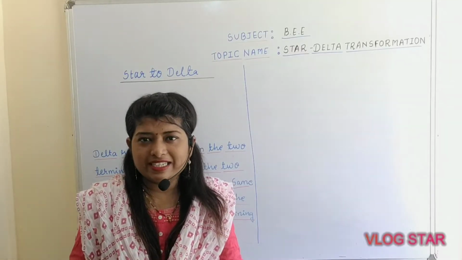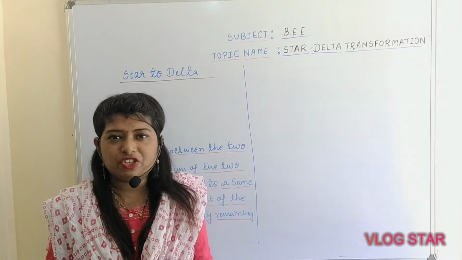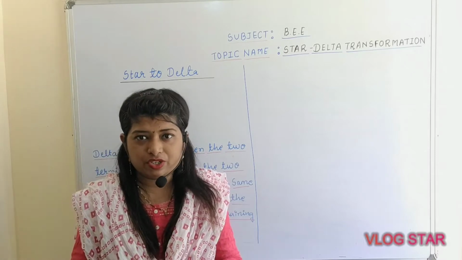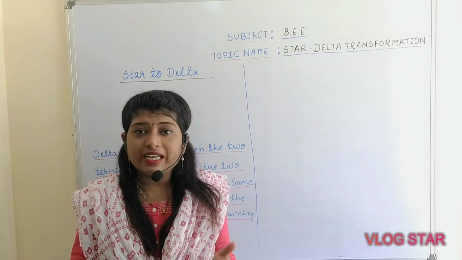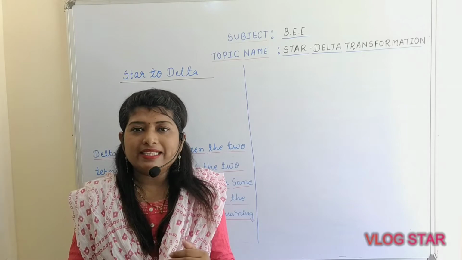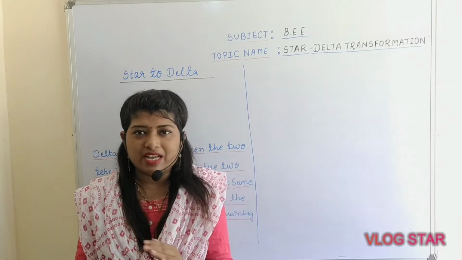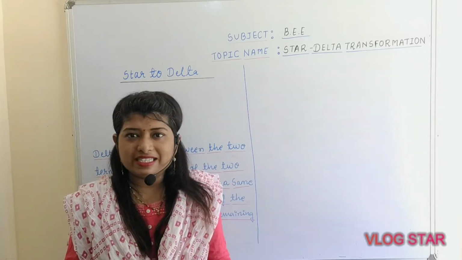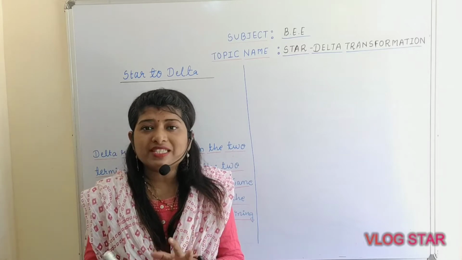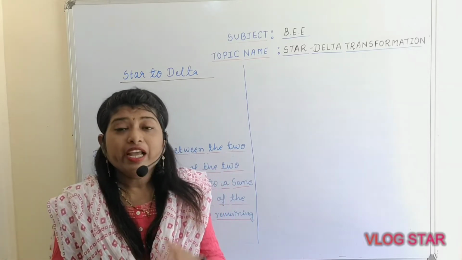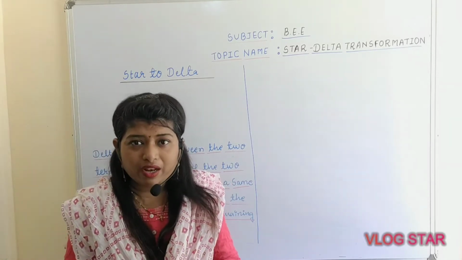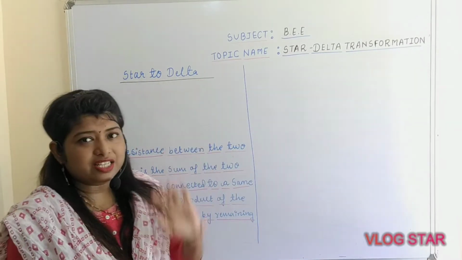Last lecture we studied there are two types of transformation under star delta transformation. The first one was delta to star transformation and the second is what? Star to delta transformation. Already we had studied how to perform delta to star transformation in the last lecture. In today's lecture we are going to learn star to delta transformation.